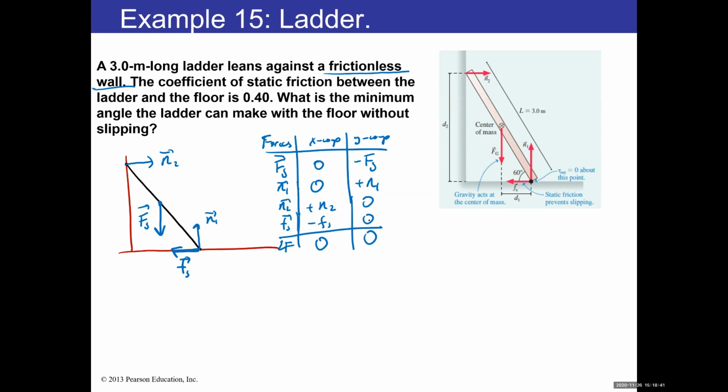All right, so equation 1 is N2 minus F of S equals 0, and equation 2 is N1 minus F of G equals 0. So basically we have this. That means normal force 2 is equal to the static friction, and normal force 1 is equal to mg, the weight.